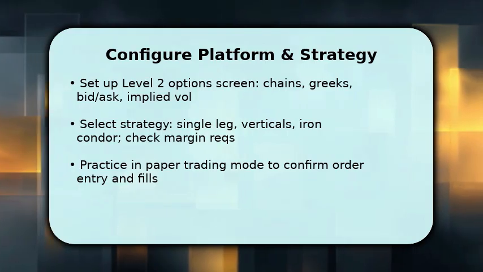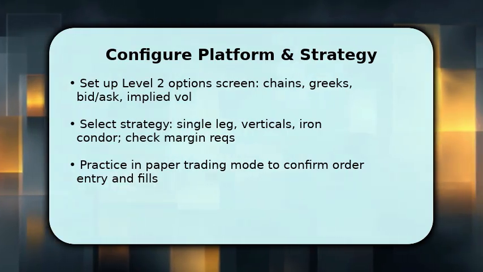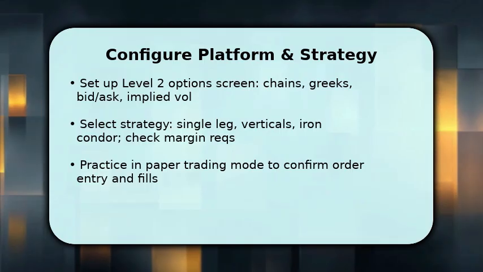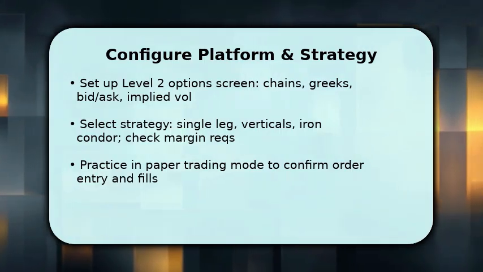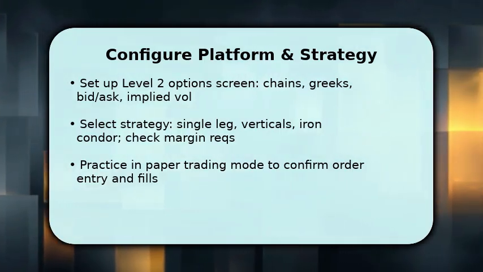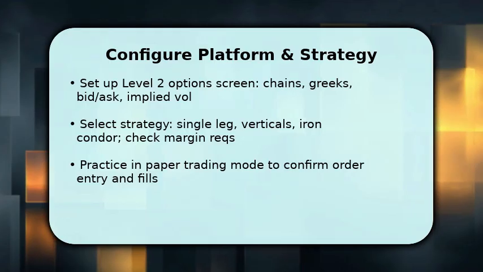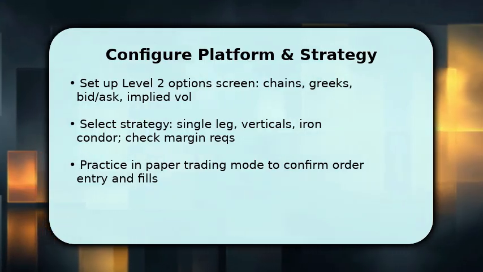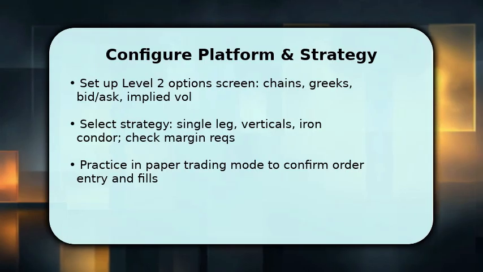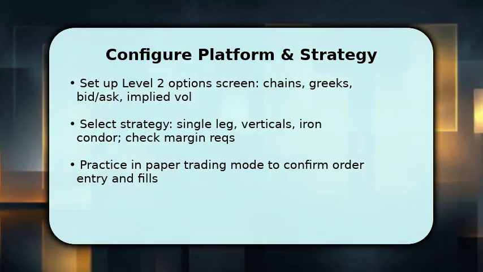Add option chains, Greeks, bid/ask columns, and implied volatility so you can assess price and risk quickly. Then pick your strategy: single leg, vertical spread, iron condor, and calculate required margin and position sizing. This prevents unexpected buying power calls.